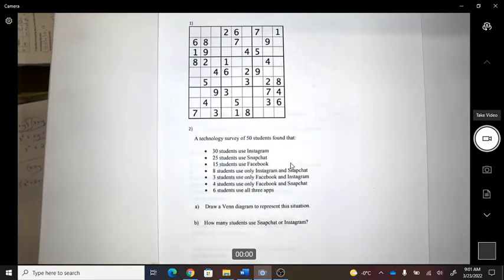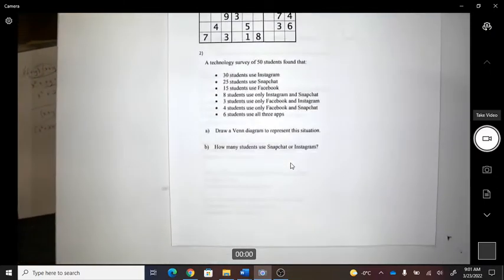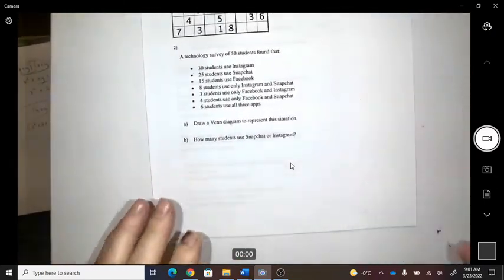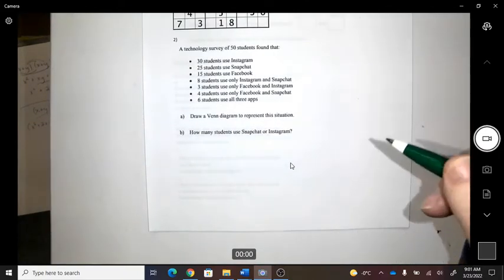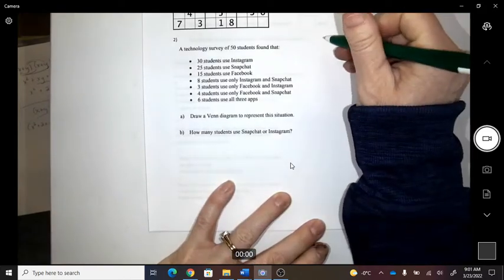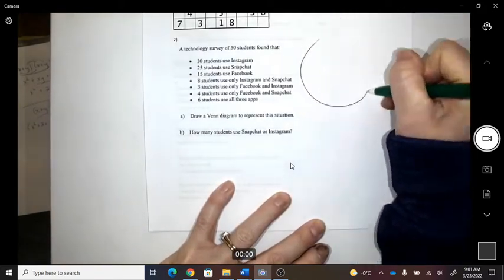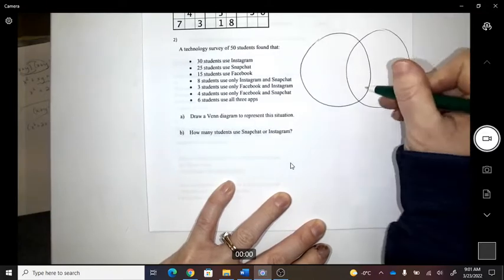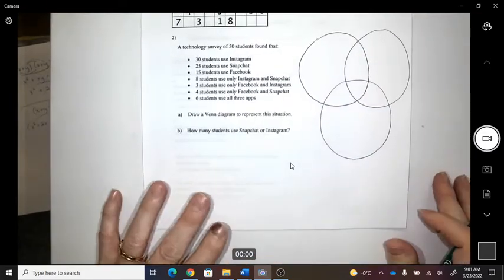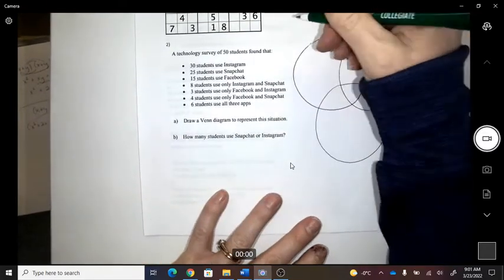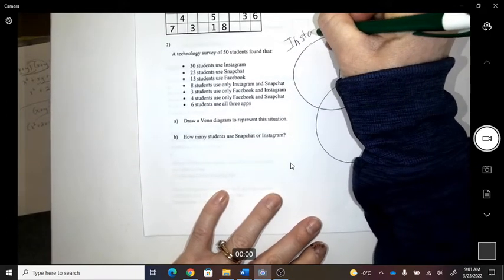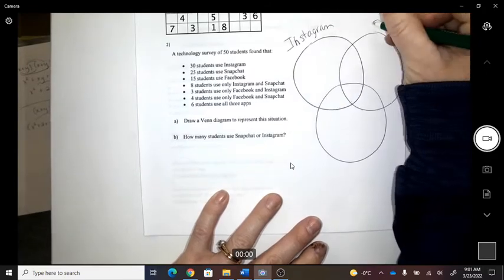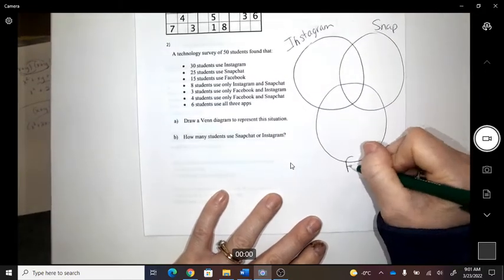Okay, we'll come back to this Sudoku. So number 2, a technology survey of 50 students found 30 Instagram, 25 Snap, and 15 Facebook, etc. So here's what I'm going to do. I'm going to draw 3 Venn diagrams because we have Instagram, Snapchat, and Facebook.